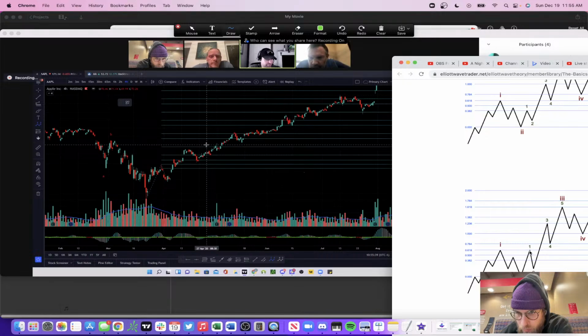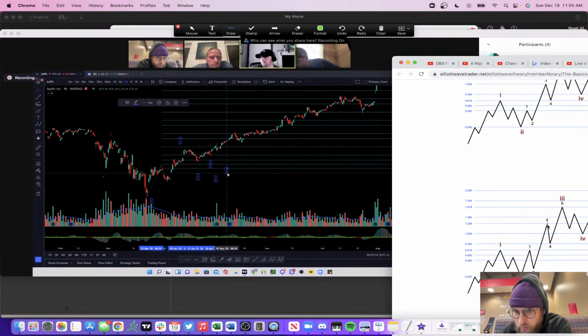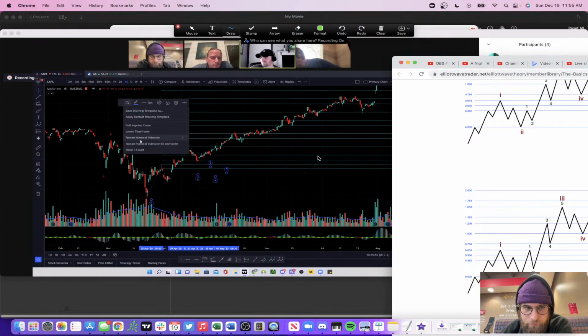Your pullback should be to just about the 0.618, maybe just a little bit higher. Yeah, okay, that makes sense. Which is where we did right here. And then from there, since it's 2 levels higher, we should go to the 1618, right?